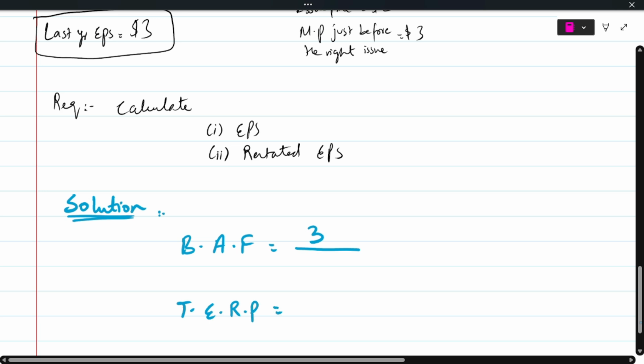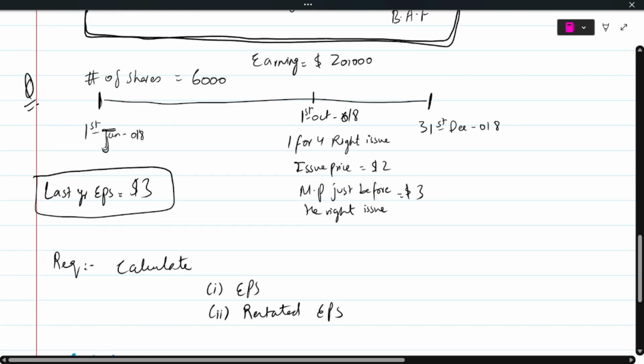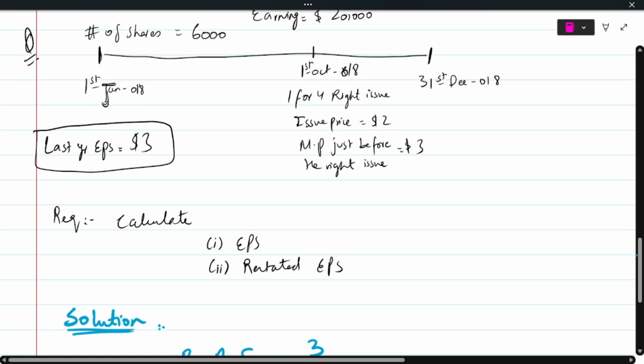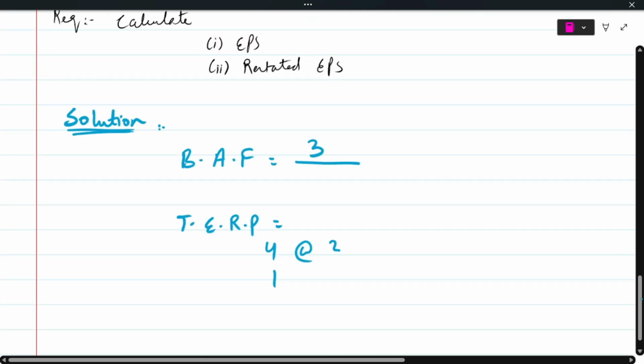And how am I going to do that? I taught you guys that first of all, look at the fraction. What's the right issue? It's 1 for 4, right? So that means that I had 4 and I got one new, right? Now the ones that I had were obviously at the market price, which is $3. I bought them at the market price, so 4 times 3 is $12.